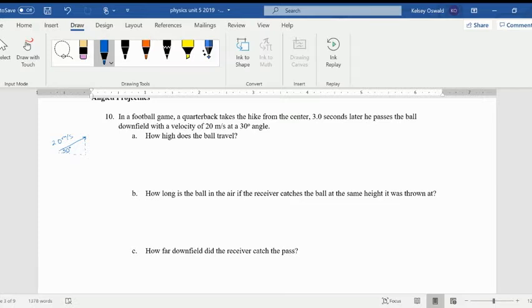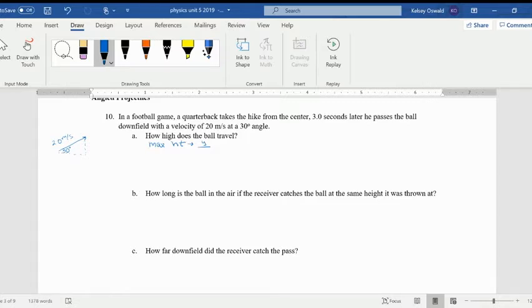Okay, so the first thing we want to find is how high does the ball travel? So here we are trying to find that maximum height. If we're looking for the maximum height, that's a vertical value, so it makes sense we would want to look in the y direction. So we want to see what values we know in the vertical direction.